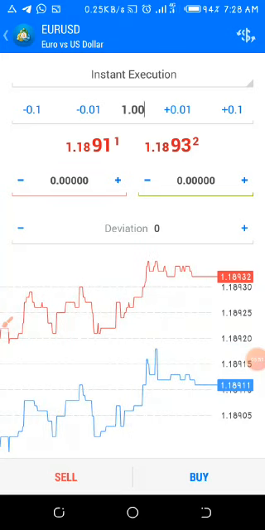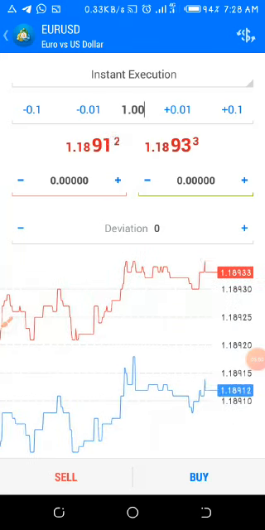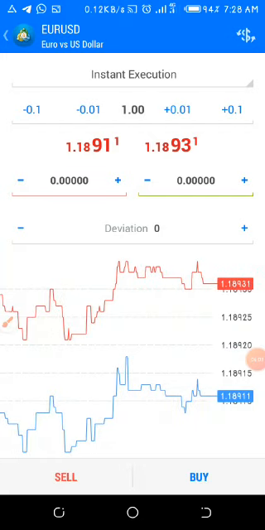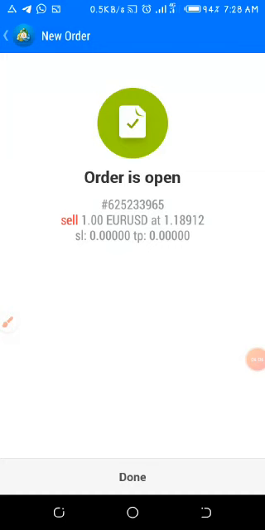That's for this class. Now let's buy. We are not putting stop loss or take profit. Let's buy or let's sell. Okay, I used sell earlier. Let's sell. Click the sell button. See, order is open.